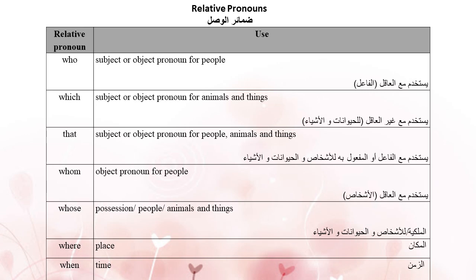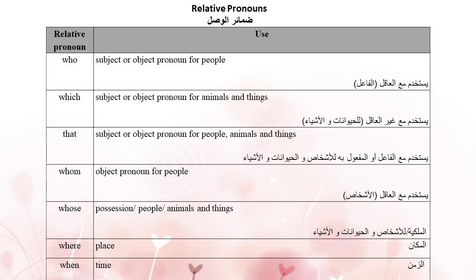Number 4, we have whom. Whom is an object pronoun for people. Yes, we use whom for people, but in the position of object. So, focus. Who, we can use for object and subject. Whom is only for object, when you have this person in the position of object.